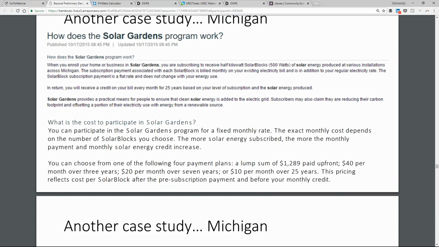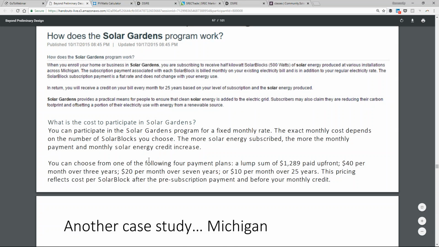So literally, it's a little hard to find on the slide, but you got 4 options to get this 500 watt block of solar. You can either pay $1,300 up front, or you can pay $40 a month over 3 years, $20 a month over 7 years, or $10 a month over 25 years to get that 500 watt block and that 500 watt credit. The thing is, if you go and you spend $10 a month over 25 years, the 500 watt of solar may only result in a $5 a month billing credit. So what you've effectively done is increased your electric bill by $5 a month to support a local solar project. But if you actually want to get a payback for it, you can do the upfront lump sum. That gives them the capital to go build the project, and then that gets you something that might give you a return on investment.